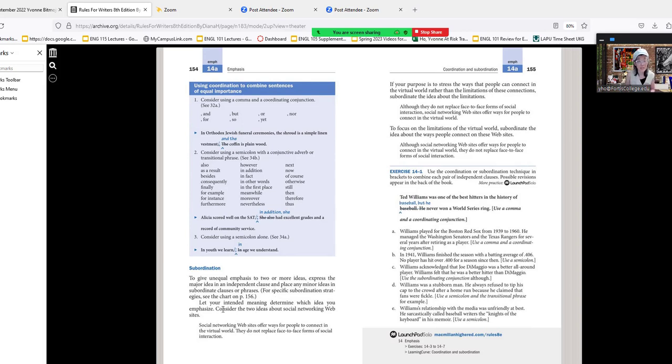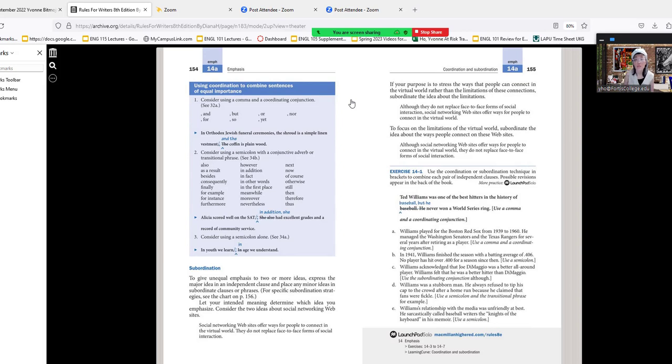So let's take an example, okay? Let your intended meaning determine which idea you emphasize. Consider the two ideas about social networking websites. Social networking websites offer ways for people to connect in the virtual world. They do not replace face-to-face forms of social interaction. If your purpose is to stress the ways that people can connect in the virtual world rather than the limitations of these connections, subordinate the idea about the limitations. Although they do not replace face-to-face forms of social interaction, social networking websites offer ways for people to connect in the virtual world.